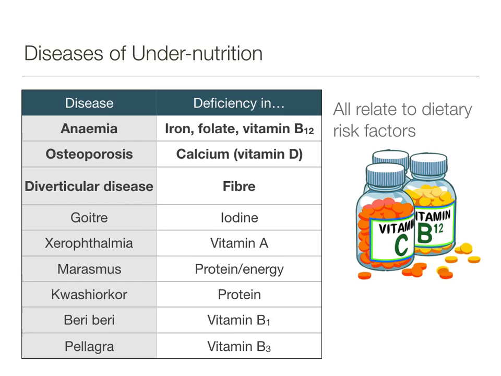Specifically, anemia relates to a deficiency in iron, but it could also be folate or vitamin B12. Osteoporosis arises due to a deficiency in calcium, which can also be related to vitamin D, and diverticular disease is strongly correlated to a deficiency of fibre in the diet.